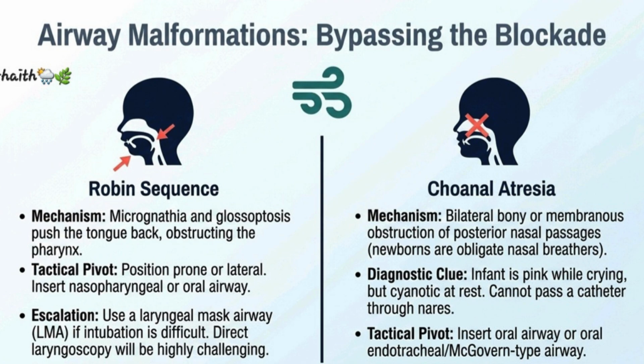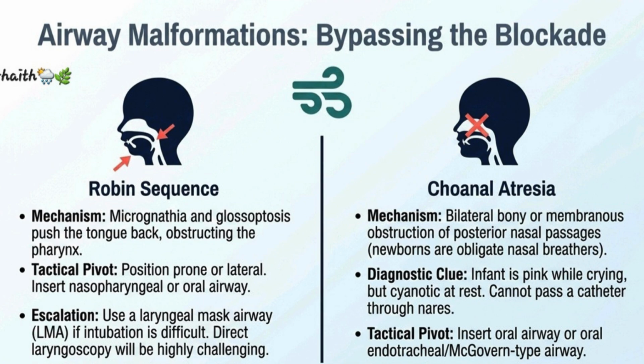Choanal atresia is different: bilateral bony or membranous obstruction of the posterior nasal passages. Remember, newborns are obligate nasal breathers, so this is a true emergency. The diagnostic clue is classic and worth memorizing. The infant is pink while crying, because crying opens the mouth and bypasses the obstruction, but cyanotic at rest. You'll also be unable to pass a catheter through the nares.